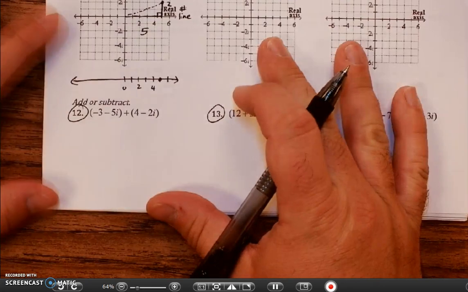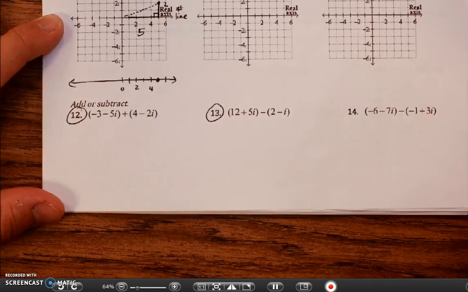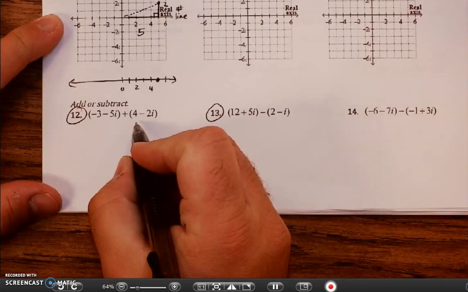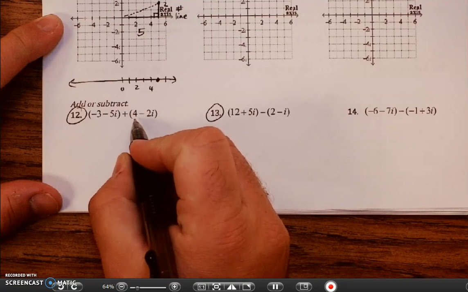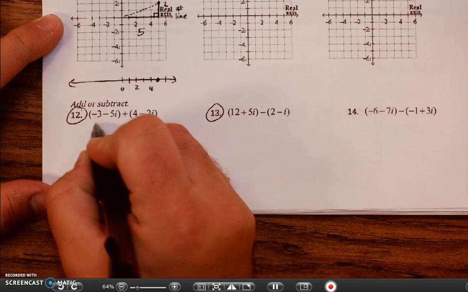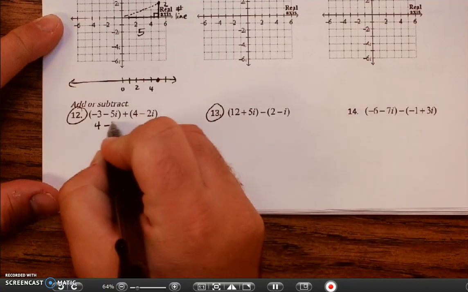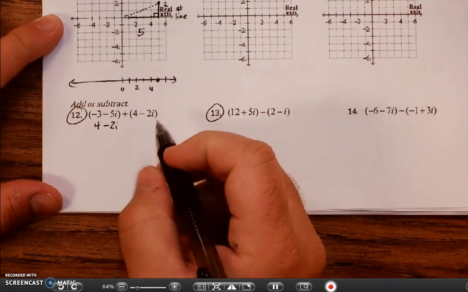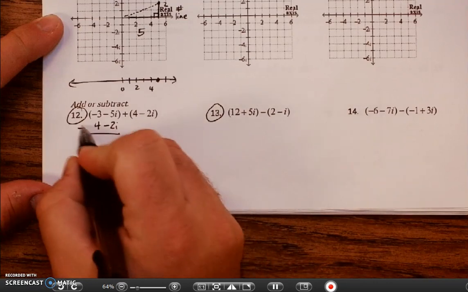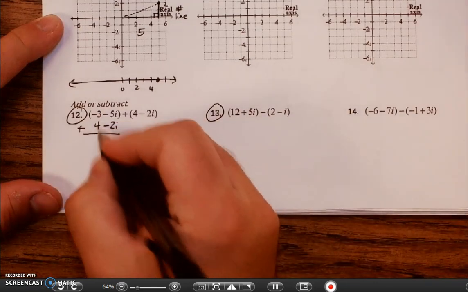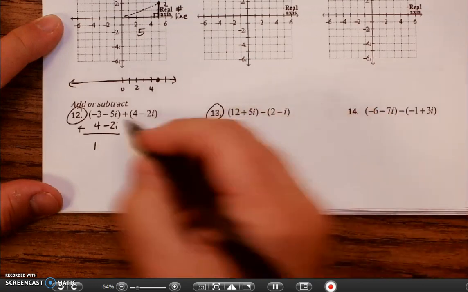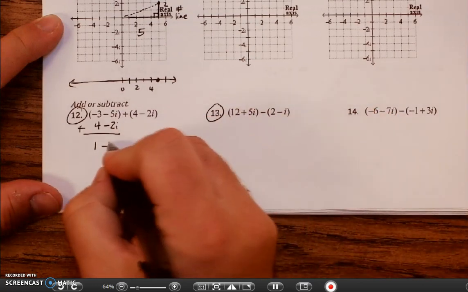Okay, adding or subtracting, just to practice with these. Adding is easier, in my opinion. Less of you make mistakes with it. So if I'm adding these two numbers together, I'm going to add the reals and the imaginaries. Notice that I just lined them up, one under the other, and I'm going to add them together. Negative 3 plus 4, negative 5i minus 2i.